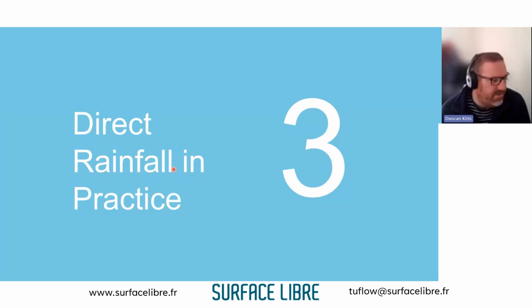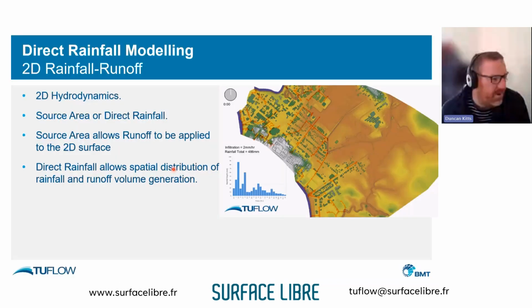Looking at how we do these kinds of things in practice with 2D rainfall runoff, we are using the 2D hydrodynamics. There are two ways we can do this really. The first is we can use a source area, which allows us to apply runoff directly to the 2D surface. We could pre-calculate what the runoff is and then apply that. However, more and more people are moving towards direct rainfall, which allows the spatial distribution of rainfall, but also the spatial distribution of the runoff volume generation.